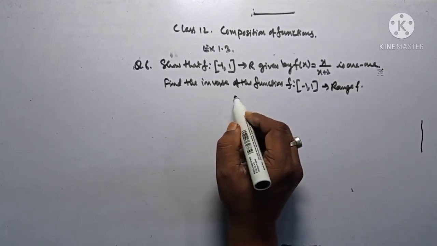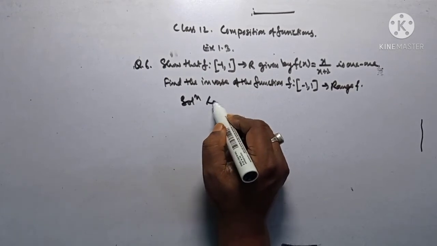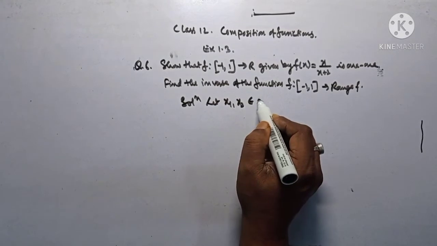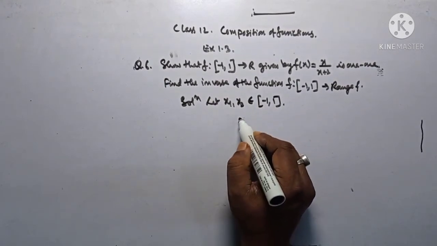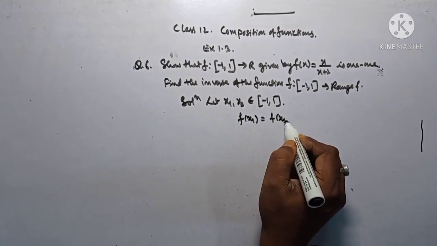So here, solution, that is let x1 and x2 belong to -1 to 1. So here f(x1) is equal to f(x2).